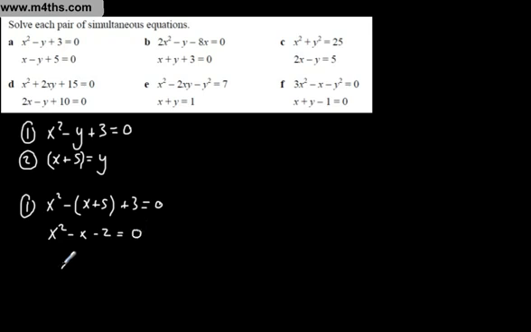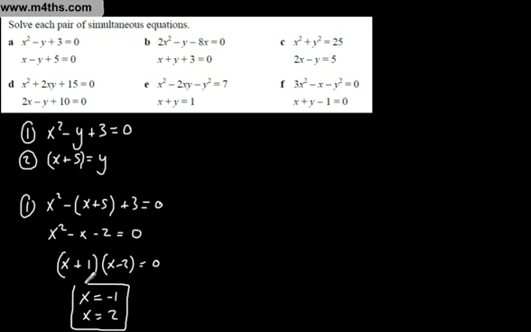We can now factor this. We can have (x plus 1)(x minus 2) equals 0, and we can see that x is going to equal negative 1 and x is going to equal positive 2. So there are our two solutions. Okay. Another way you could have done this, again, was to make y the subject on both of them, and we'll look at that shortly.